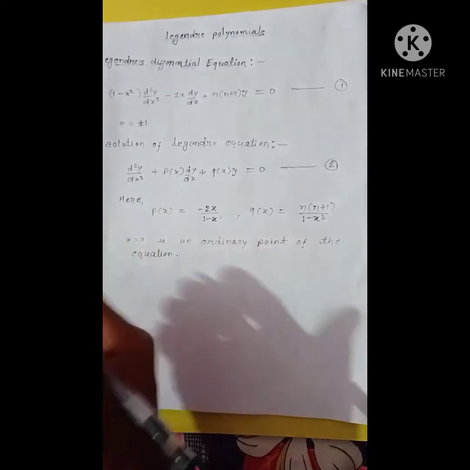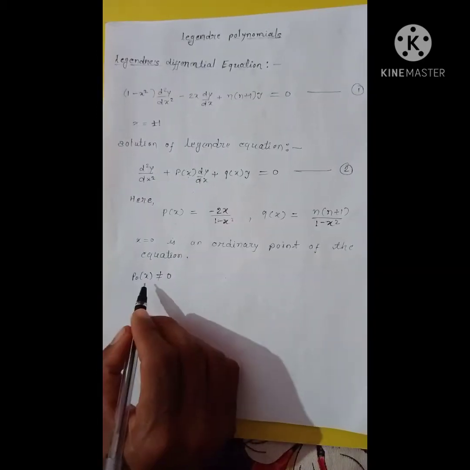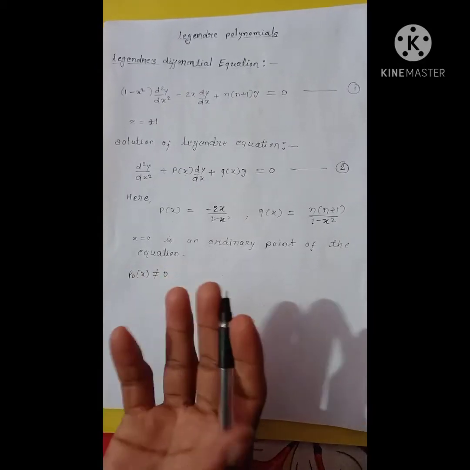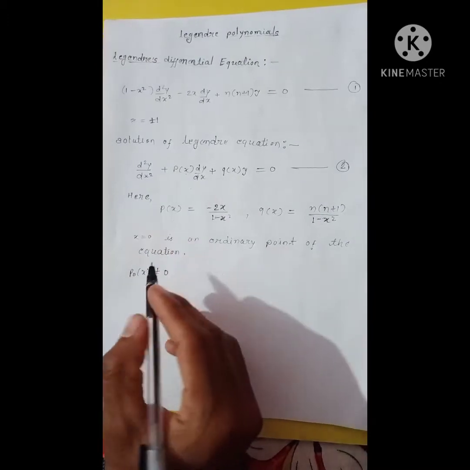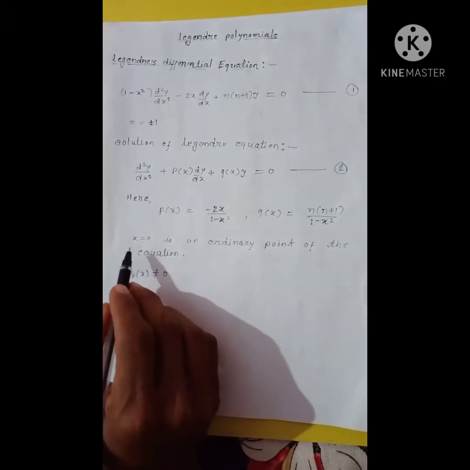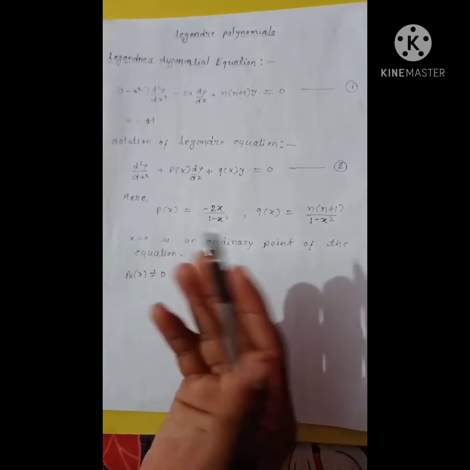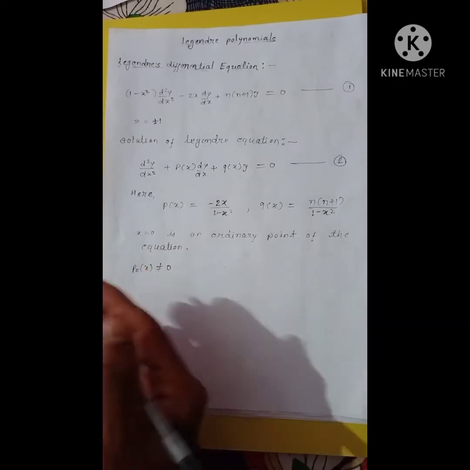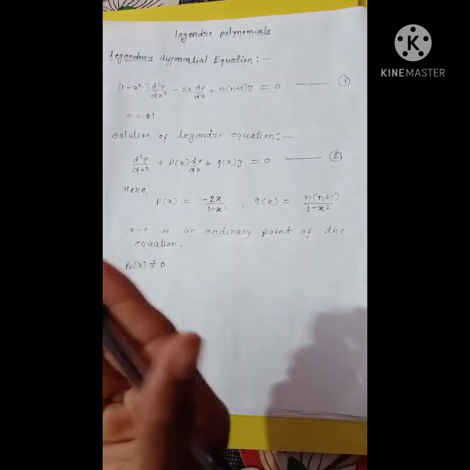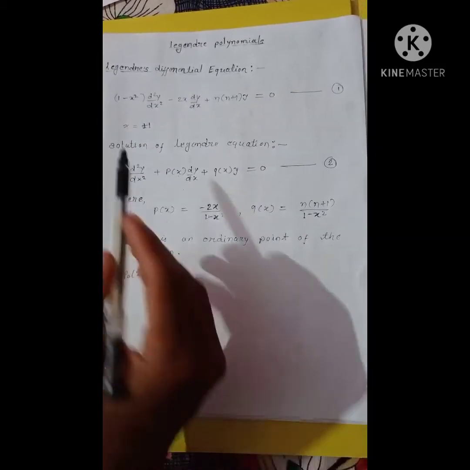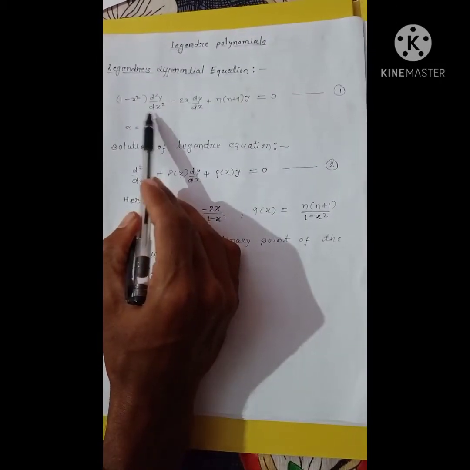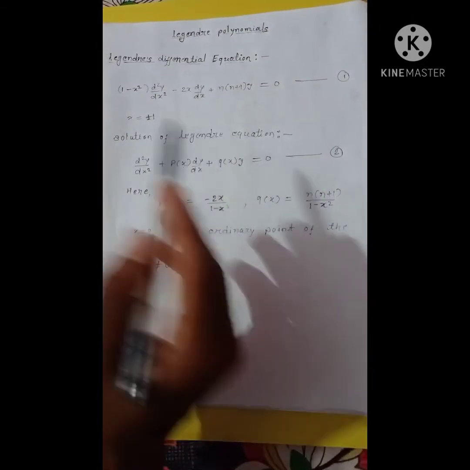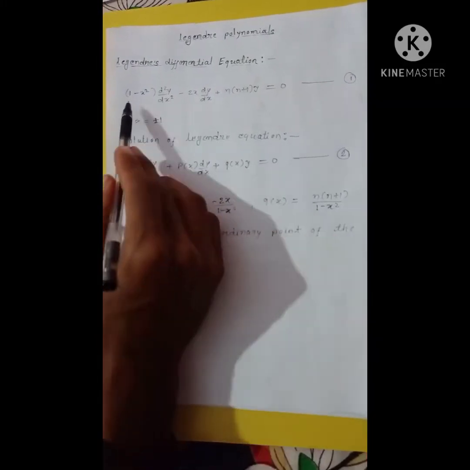So what is an ordinary point? When p naught of x is not equal to 0 at any value of x, that value of x is called an ordinary point. Here x is equal to 0 is an ordinary point. Now our question is, what is p naught of x? The coefficient of d square y by dx square is called p naught of x. Here 1 minus x square is p naught of x.